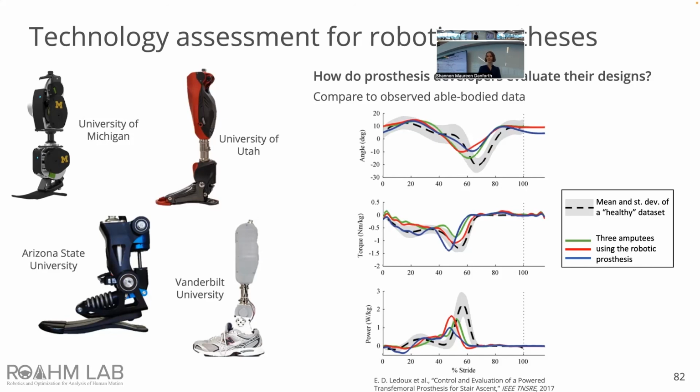But a technology assessment prompts us to ask, what subjects are used to define healthy here? Are they all, for example, very young and athletic subjects? And is that the same type of motion that the person with a lower limb amputation wants on their prosthesis?